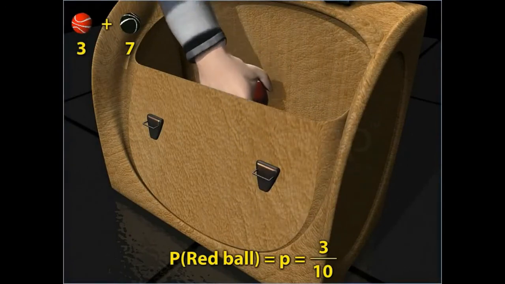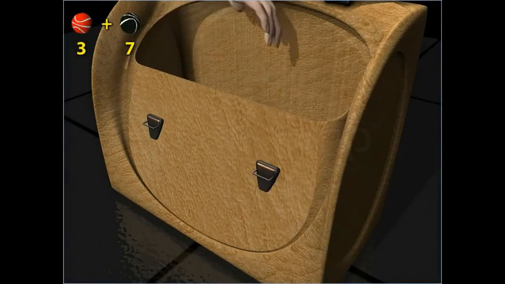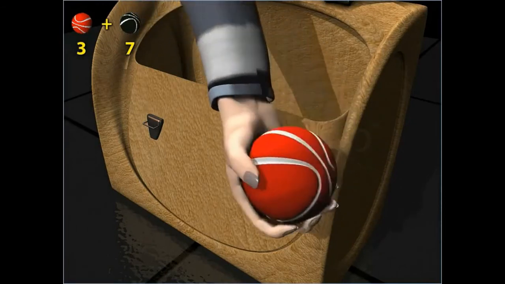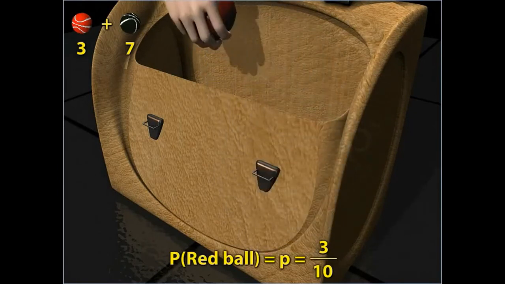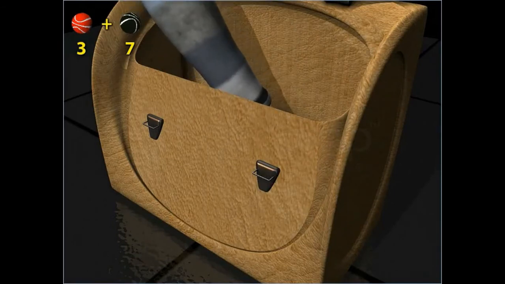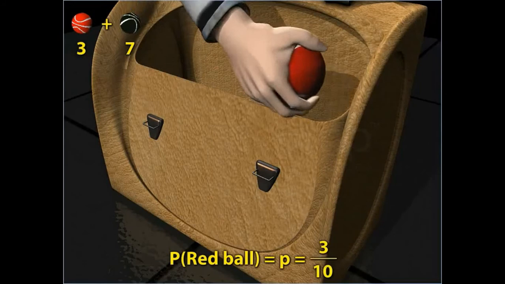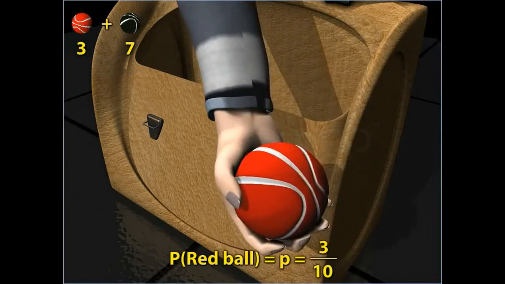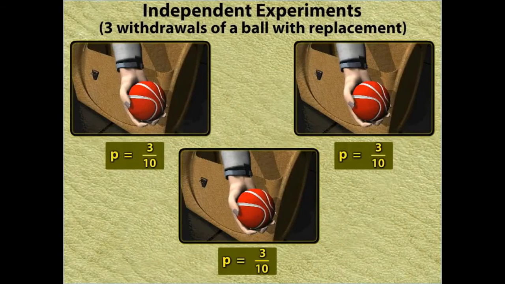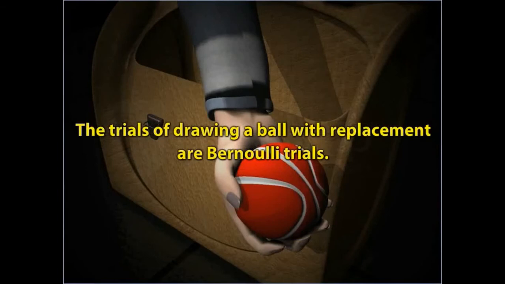If you repeat trials of drawing a ball from the bag with replacement 3 times, then the probability of success in each trial remains 3/10. Also, the successive withdrawals of ball are independent experiments. Thus, the trials of drawing a ball with replacement are Bernoulli trials.